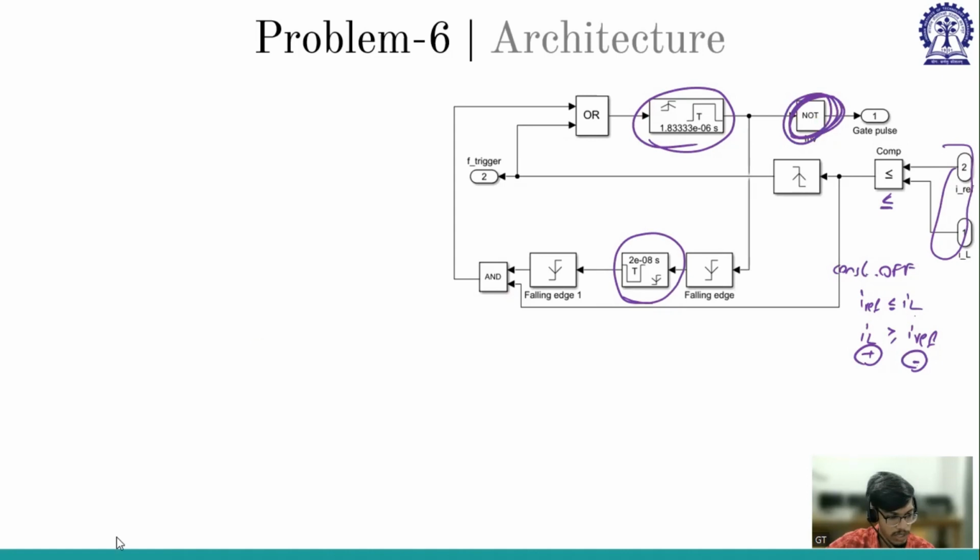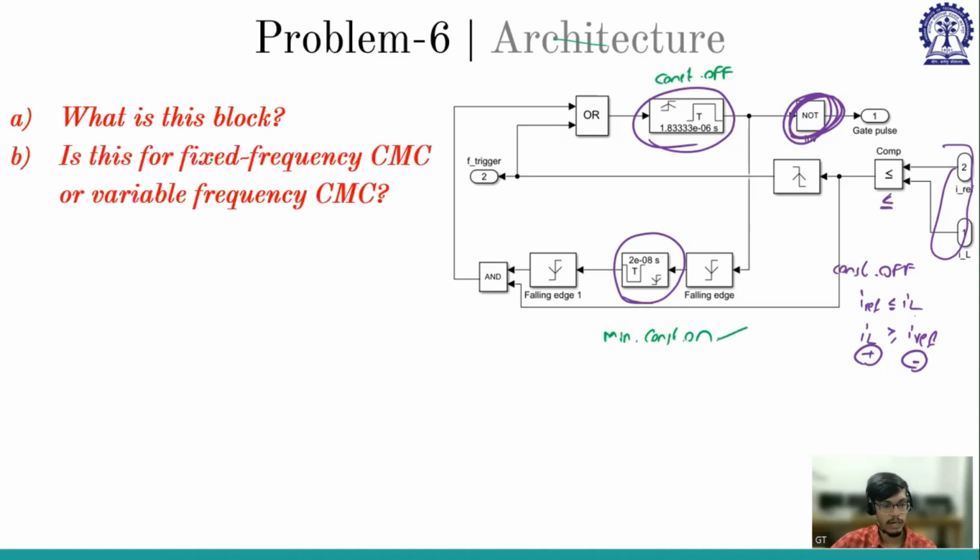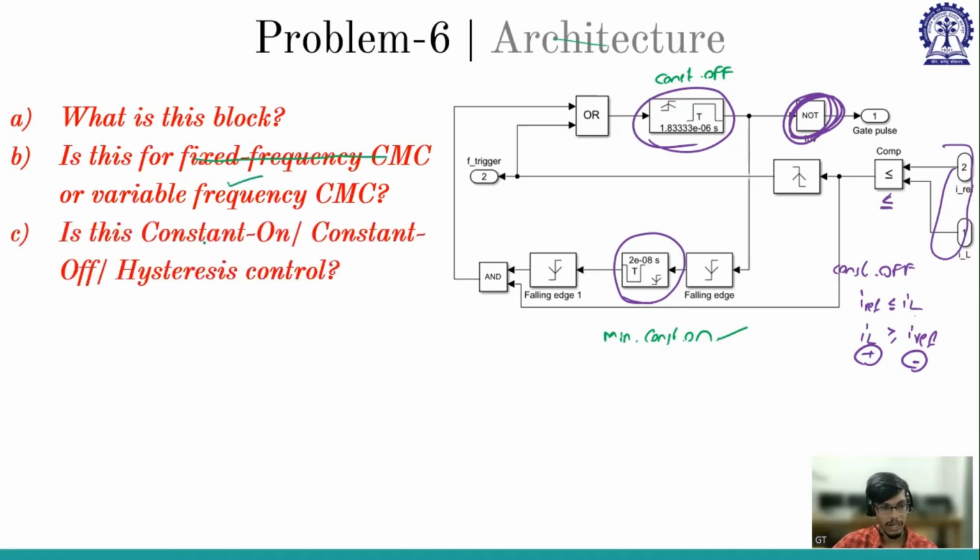So if it is constant off and it has two monoshot timers, then I know this is the constant off monoshot timer, and this is the minimum constant on monoshot timer. So this block is a constant off modulator with minimum constant on time. And now you know this is a variable frequency current mode control. I know this is constant off from this inverter or this IL, I reference notation.